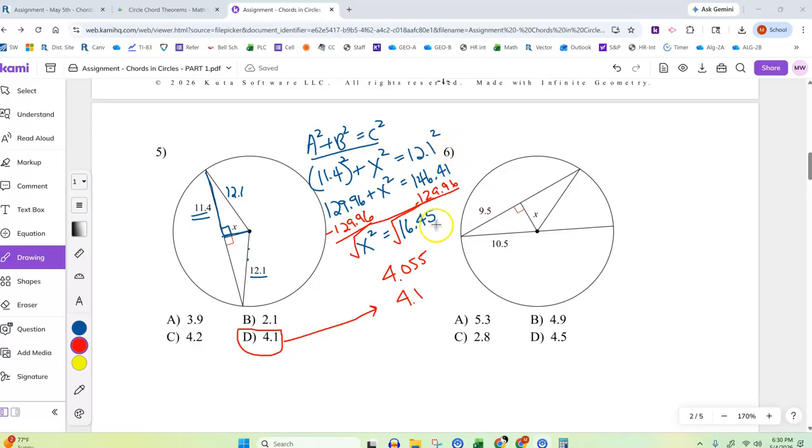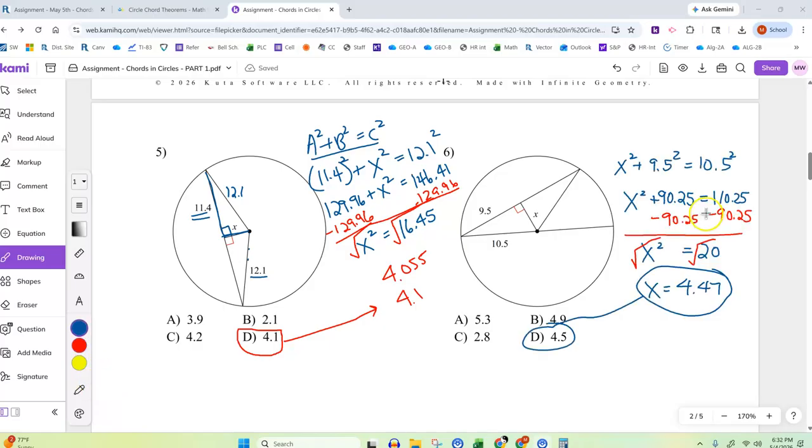Okay, so number 6 is a lot like number 5, so why don't you go ahead and pause the video and try to see if you can find x and come back for the solution. Okay, so here's the steps that I went through to get the answer 4.47. This is one side, 9.5 is the other side, and 10.5 is the radius or the hypotenuse. Remember, the c is always the hypotenuse, and in this case, the hypotenuse is going to be the radius from the center of the circle to the edge. All right, so that's how you do those.